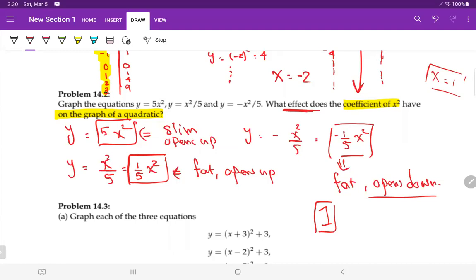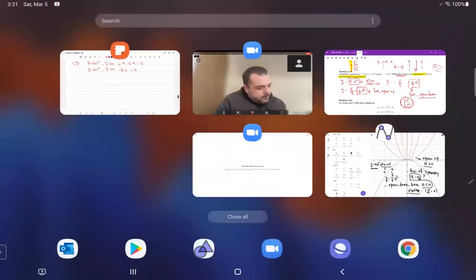So greater than 1 is going to be fatter, or sorry, slimmer than before, thinner than before, if the value is greater than 1. If the value is between 1 and 0, it's going to be what? Fat.